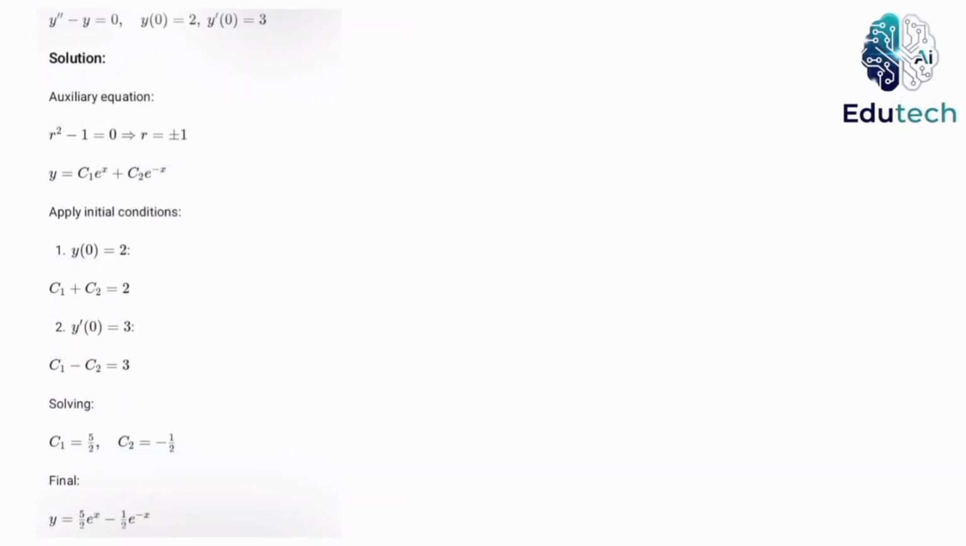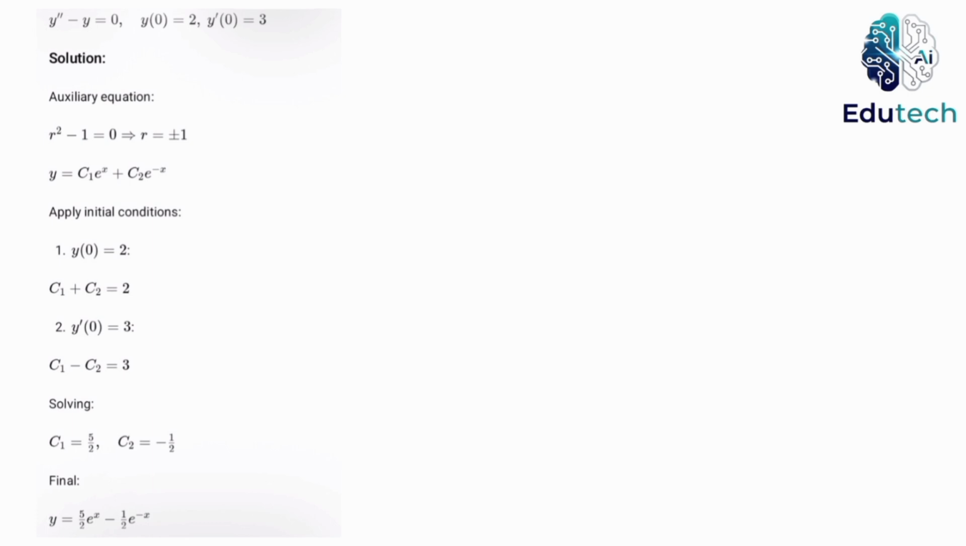Solve y'' - y = 0, with y(0) = 2 and y'(0) = 3. The auxiliary equation is r² - 1 = 0. Therefore, r = plus or minus 1. Therefore, y = c1 e^x + c2 e^(-x).